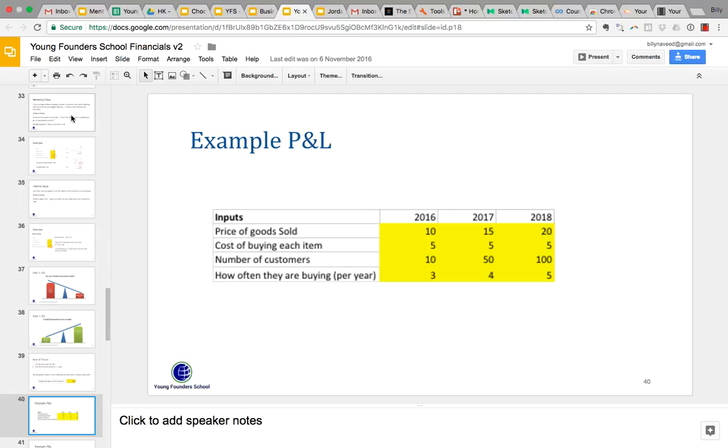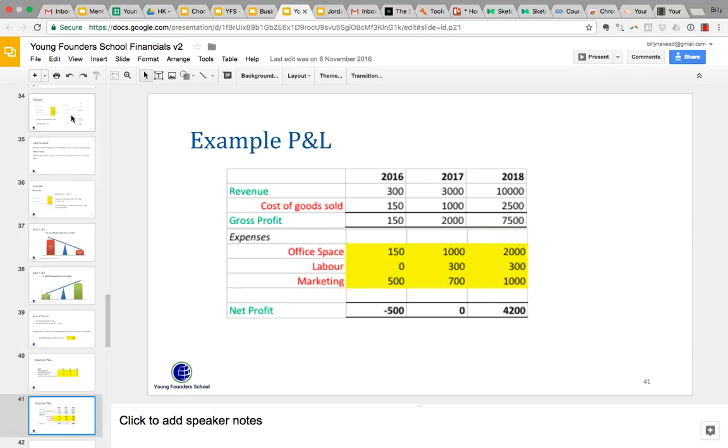And then we go through an example P&L of Choco Now. As you can see, they're buying more and more each year, and the price of our goods are going up each year, and as are the number of our customers, and the cost of buying each item is generally quite steady. And this gives us the fact that Choco Now makes a loss first year, breaks even second year, and then actually makes money in 2018.